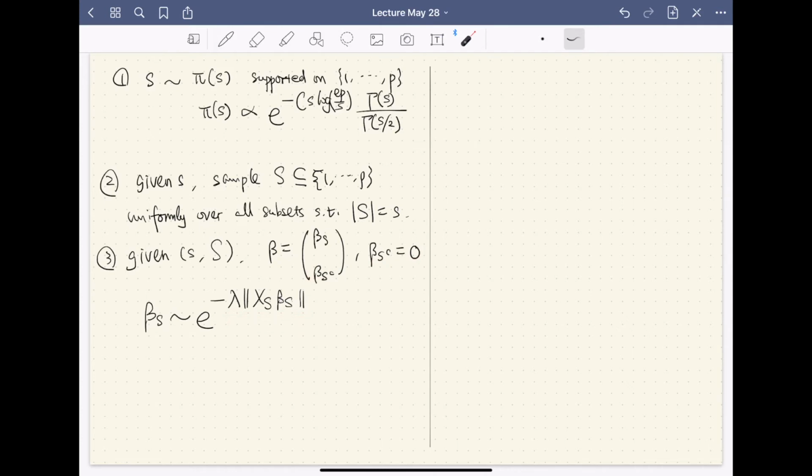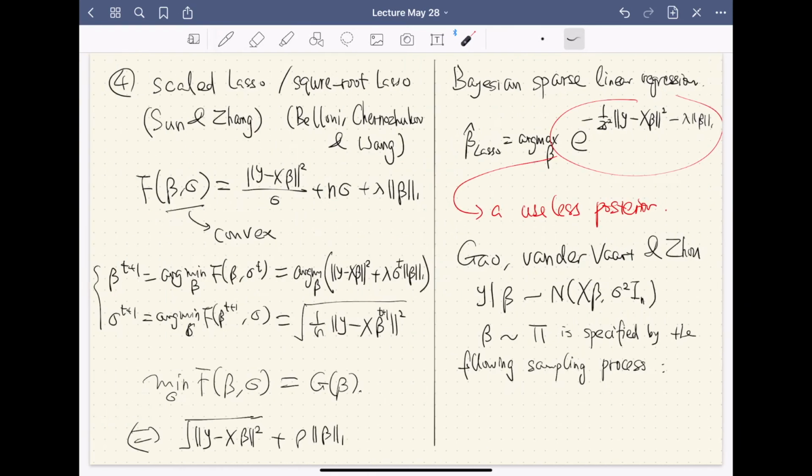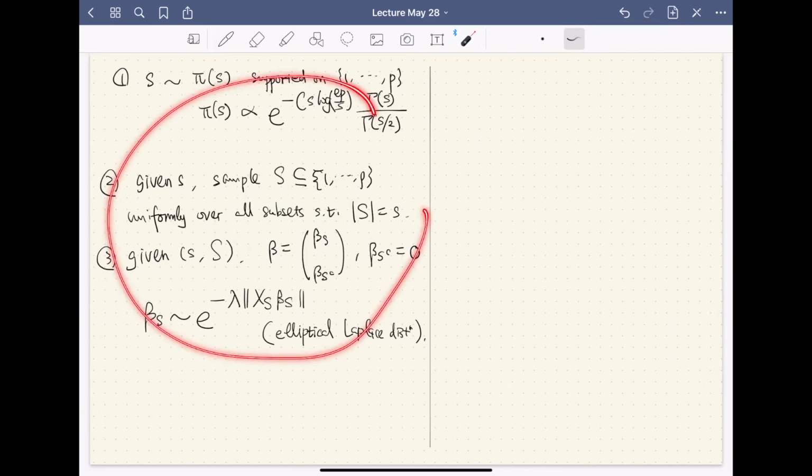Notice that I do not have a square here, so this is not a Gaussian distribution. This is called an elliptical Laplace distribution. Now, this is my entire prior distribution. How do you sample beta from the prior? Well, this is your sampling algorithm. This defines a prior distribution. It is guaranteed to be sparse because it is sparse.